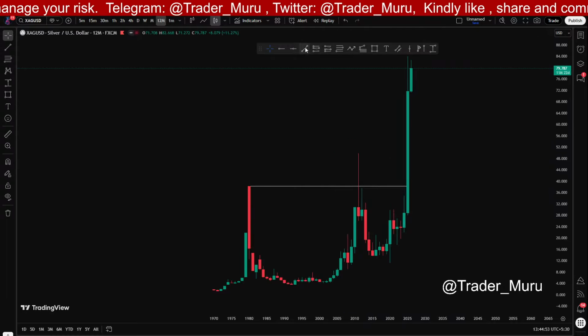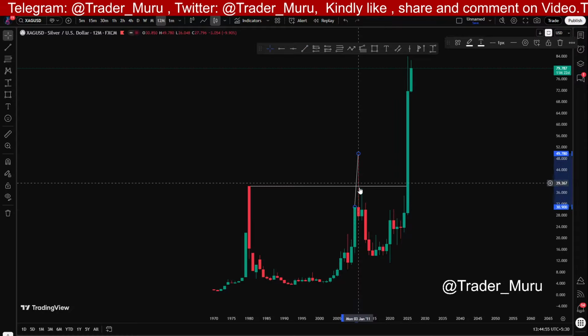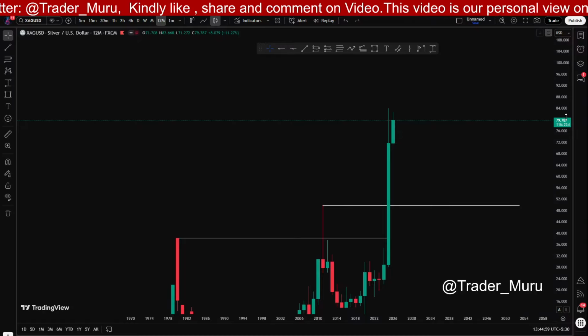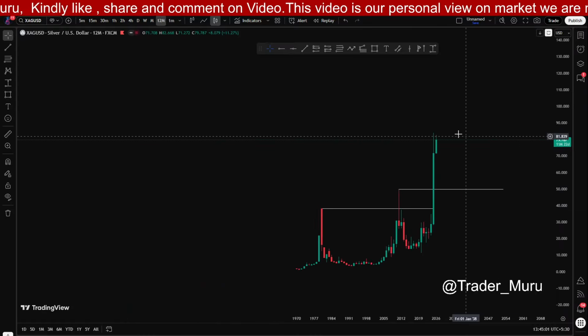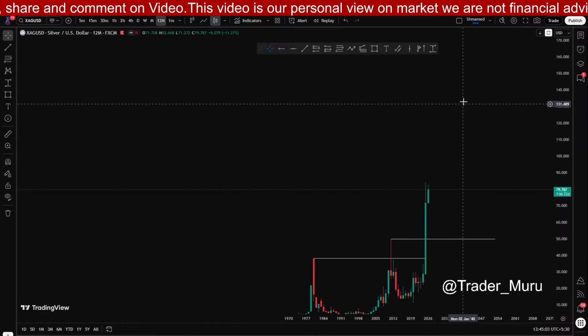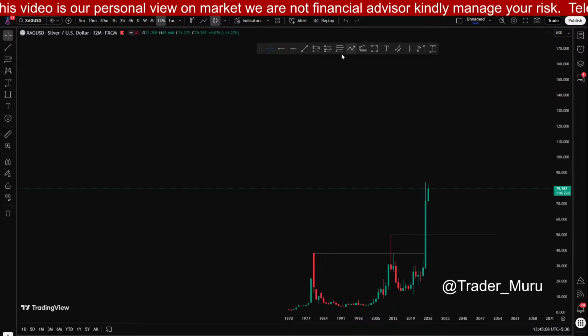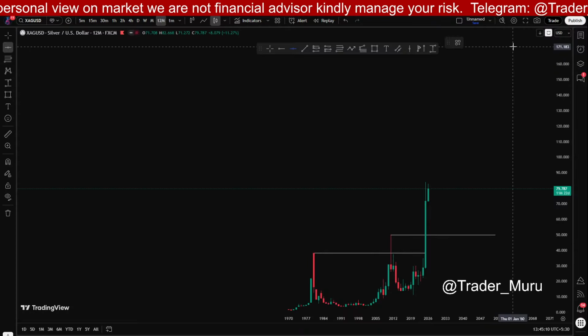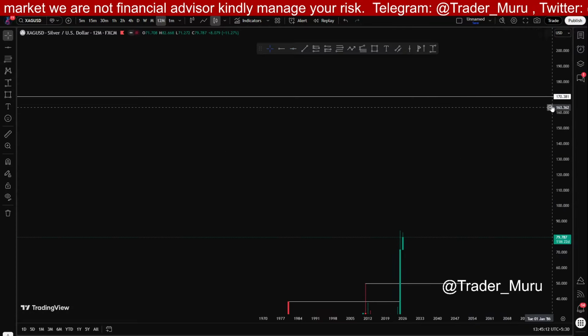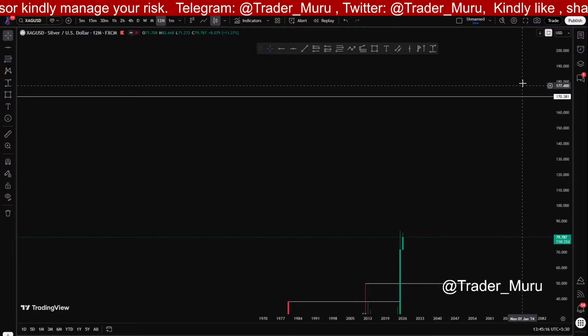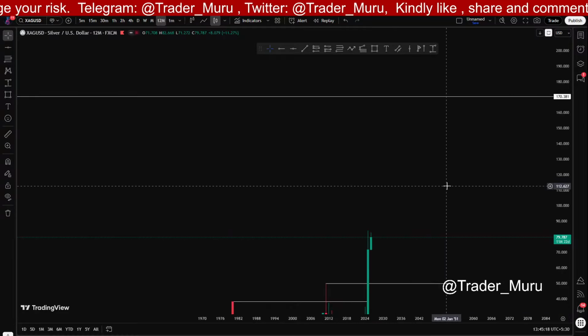If I get price near this area, this will be the golden opportunity to buy silver for at least 2x to 3x, and my target is around 168. This will be my target, 168 to 170. You will see silver near this price in the future, maybe in 2 years.